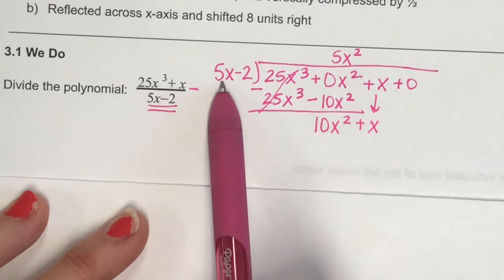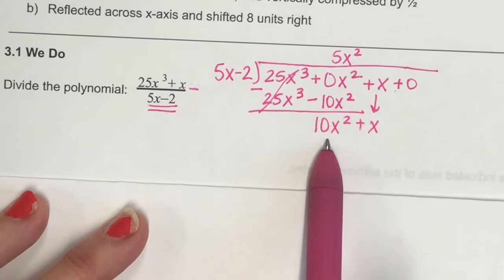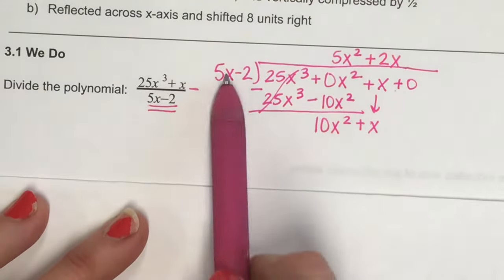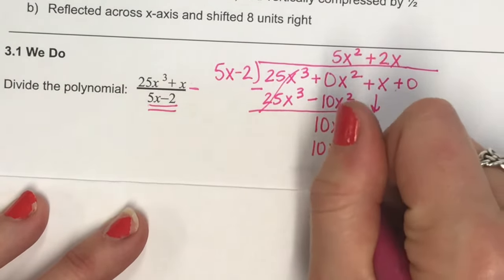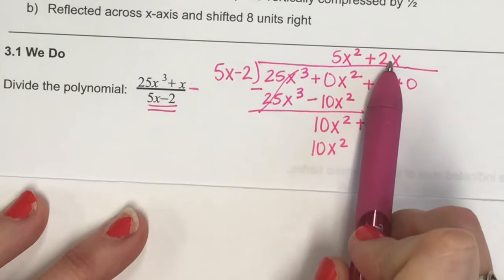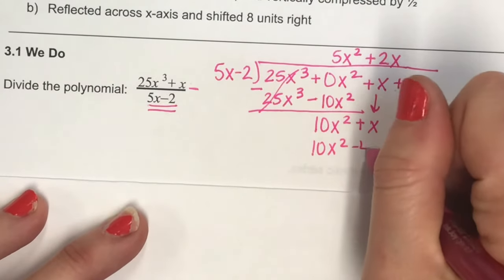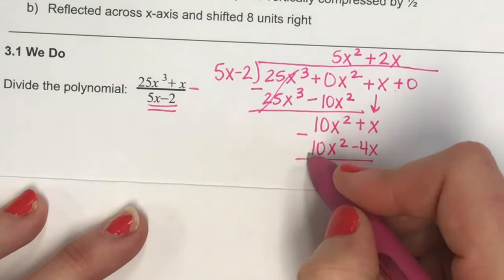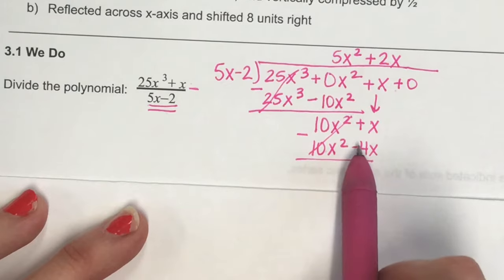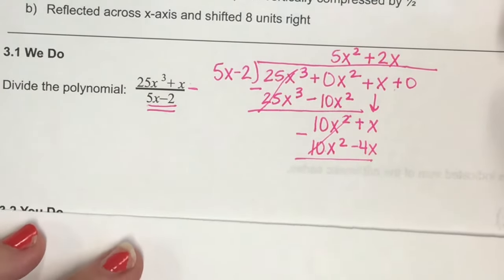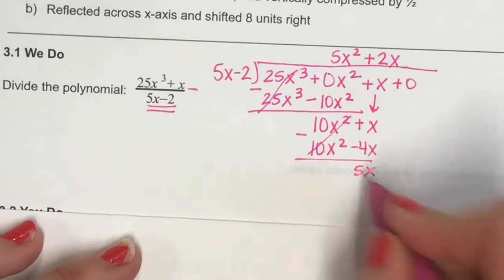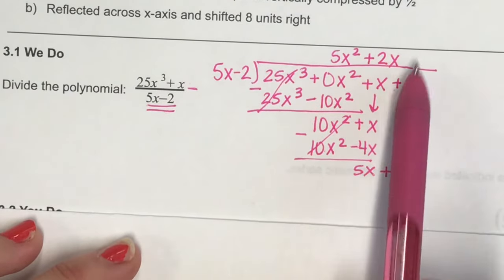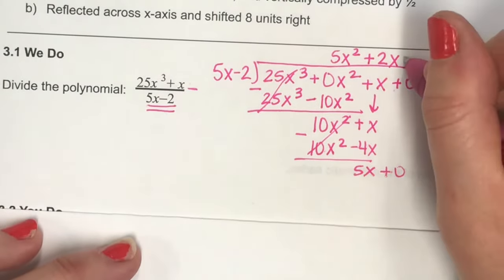Okay, now I say 5x times what gives me 10x squared? Well, that would be a 2x. 5x times 2x is 10x squared. Negative 2 times 2x is negative 4x. And again, I subtract. So these cancel. X minus a negative 4x is 5x. Be careful with those negative signs, and I bring down my 0. Now, 5x times what gives me 5x? That is a positive 1.